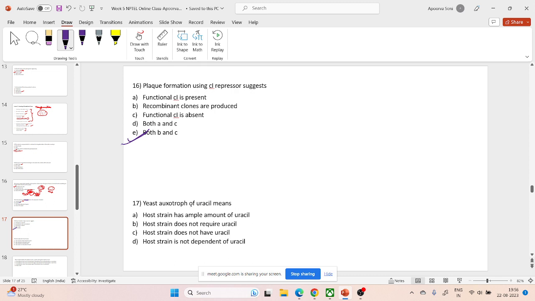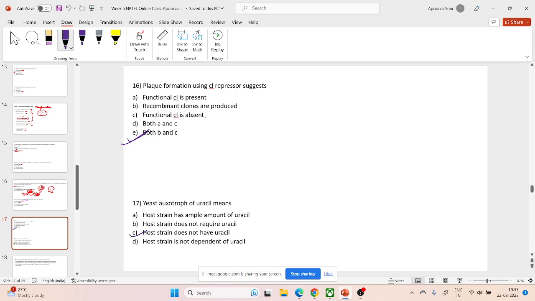Then, yeast auxotroph of uracil means: host strain has ample amount of uracil, host strain does not require uracil, host strain does not have uracil, or host strain is not dependent on uracil. What is the meaning? From option C, it cannot produce uracil on its own. Yes, so the answer is option C.